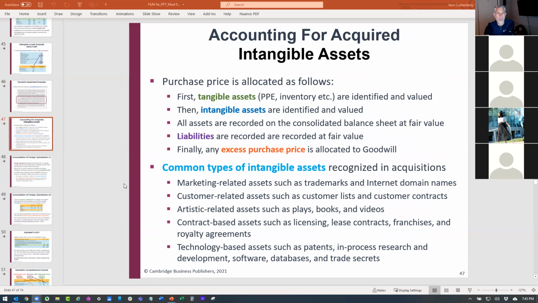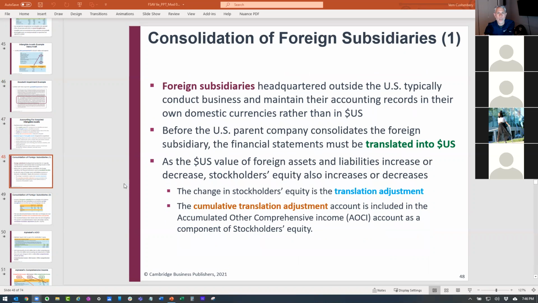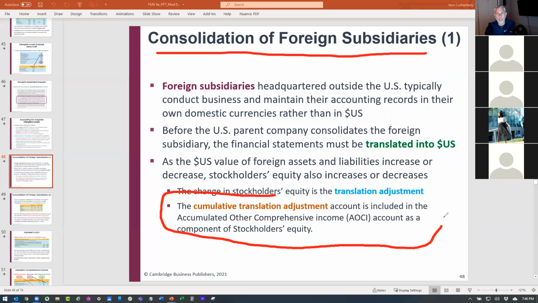Okay, I'm going to skip the accounting for intangibles and move into the consolidation of foreign subsidiaries. This is another one of those items that shows up in accumulated other comprehensive income. And this will affect a lot of you in class. We have a lot of companies that we're doing work on this semester that are global in nature.